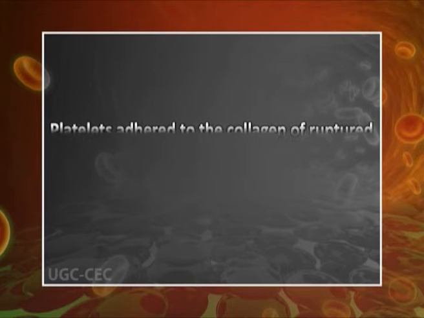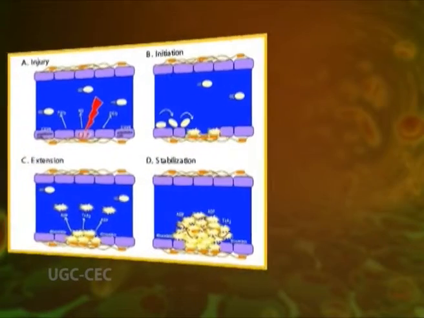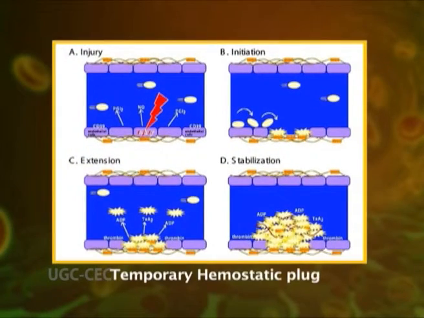Second stage is formation of platelet plug. The platelets get adhered to the collagen of the ruptured blood vessel and secrete ADP and thromboxane A2. These two substances attract more and more platelets and activate them. All these platelets aggregate together and form a loose temporary platelet plug, or temporary hemostatic plug, which closes the vessel and prevents further blood loss.